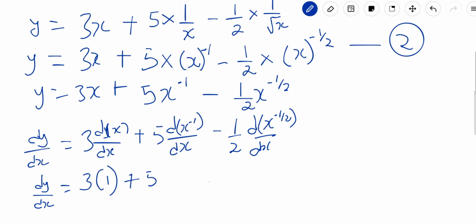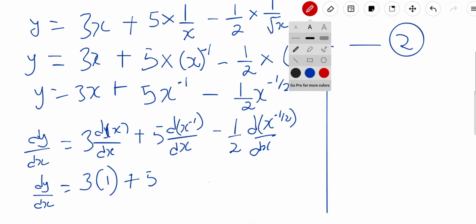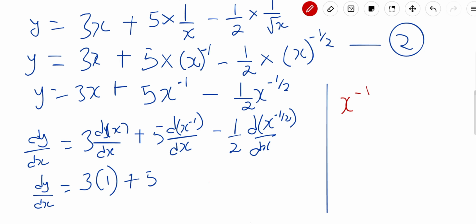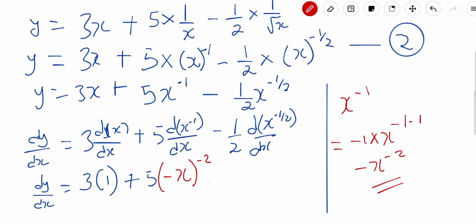plus 5. When I differentiate x to the power of negative 1 using the power function rule, I'm going to have negative 1 multiplied by x to the power of minus 1 minus 1. That'll just be negative x raised to the power of minus 2. Whenever you differentiate x to the power of negative 1, you get negative x to the power of negative 2. So I'm going to put that here, negative x to the power of negative 2.